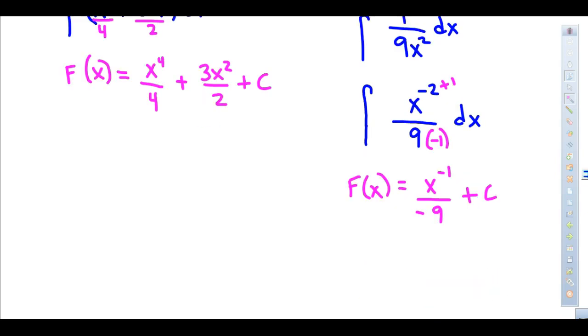Now I'm going to show you a different way that you would probably see this written on a multiple choice test. Okay, they would probably clean this up and make it -1 over 9x and then plus c. Okay?